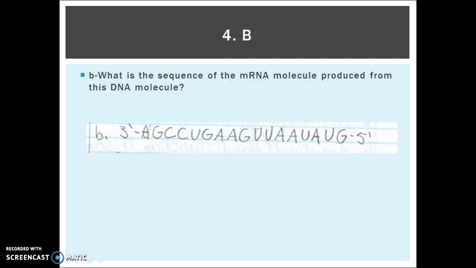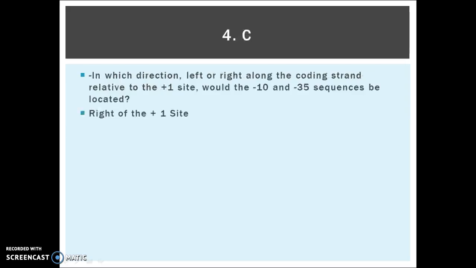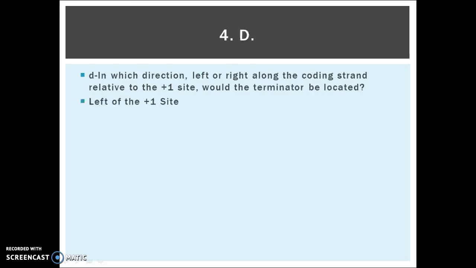B, what is the sequence of the mRNA molecule produced from this DNA molecule, and that's shown here. And 4C, in which direction, left or right, along the coding strand relative to the +1 site would the -10 and -35 sequences be located? And it's right of the +1 site. D, in which direction, left or right, along the coding strand relative to the +1 site would the terminator be located? And it's left of the +1 site.